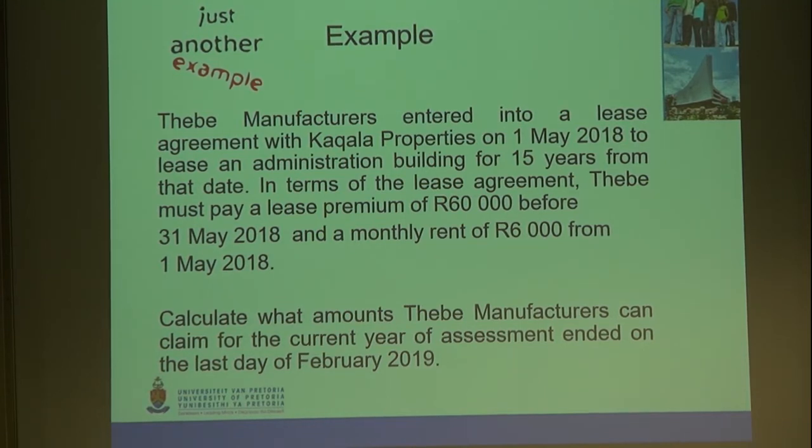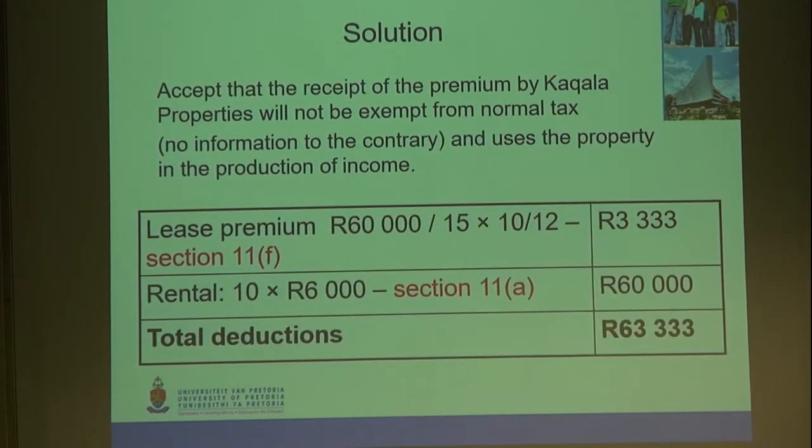Let's look at it from the hands of the lessee, the manufacturers. Firstly, the most obvious thing is the rental that they're paying. They're paying it for 10 months in this year of assessment, at 6,000 Rand per month rental, a normal Section 11A deduction. They will be able to claim the 60,000 Rand as a deduction.